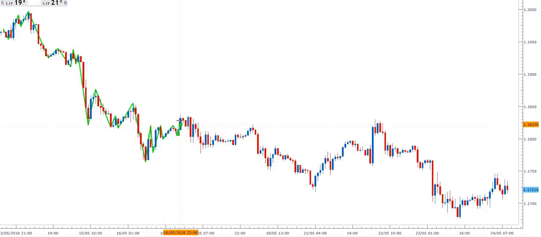So all I'm doing is just linking together all the up candles, including the sideways candles, and then all the down candles, including the sideways candles.